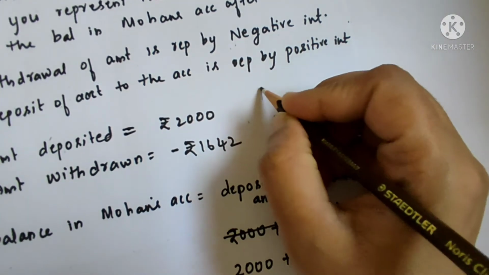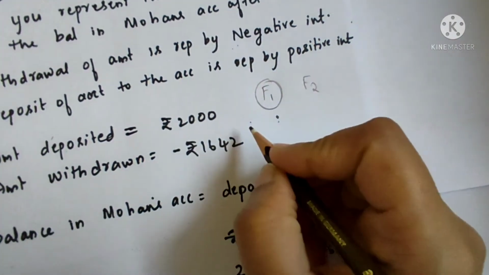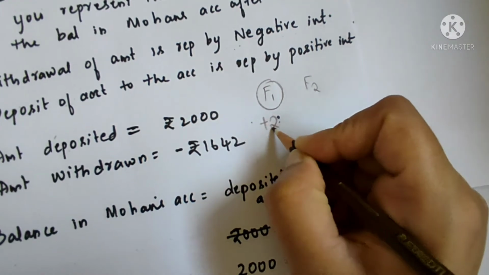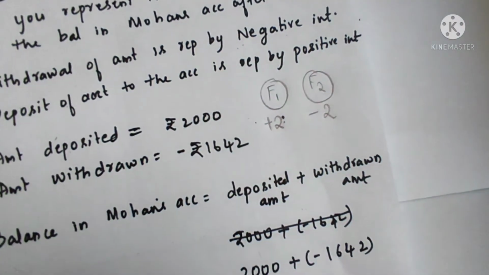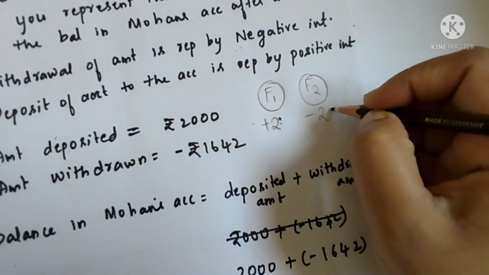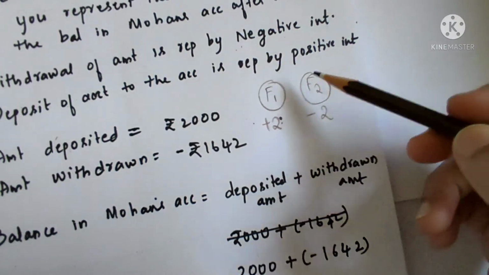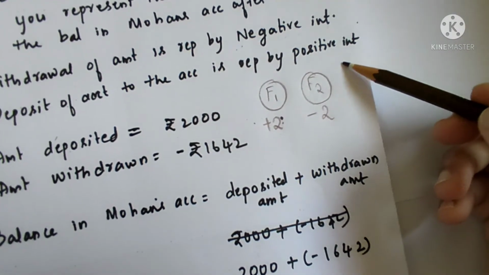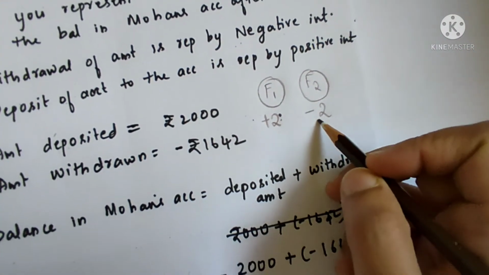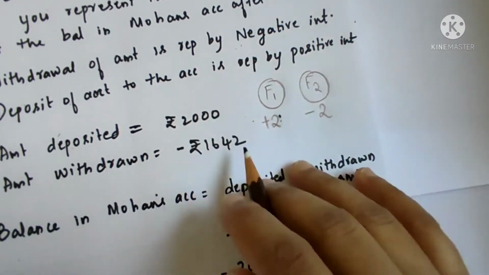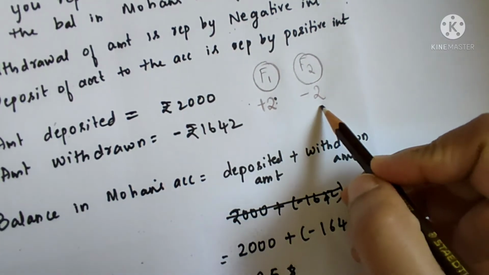Assume that you have two friends. Here is your friend 1 and here is your friend 2. Assume that friend 1 has 2 chocolates. So I will represent it with positive 2. And friend 2 has negative 2 chocolates. This negative 2 chocolates means that friend 2 already borrowed chocolates a few days back, maybe 2-3 days back. He borrowed the chocolate, he ate it and he finished it. So I am representing negative 2 for this friend, and this friend still has it. So friend 1 has positive 2 chocolates, friend 2 has negative 2 chocolates.